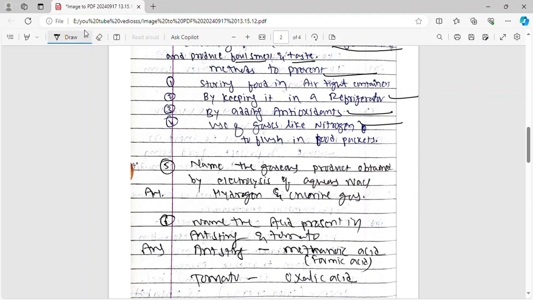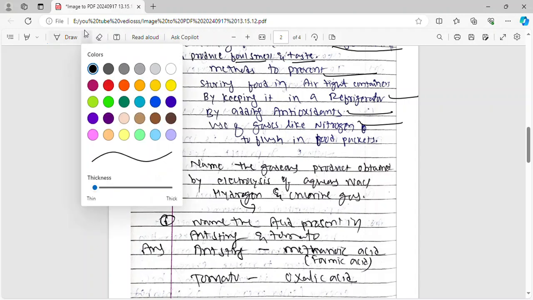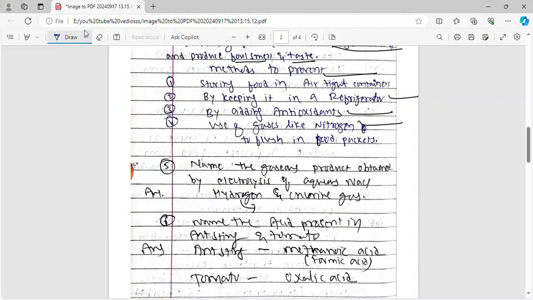Hydrogen gas is liberated at the cathode. Chlorine gas is liberated at the anode. Sodium hydroxide is also formed. The process is called the chloralkali process. You must know this, or you will get a question on this also, right, boys and girls?